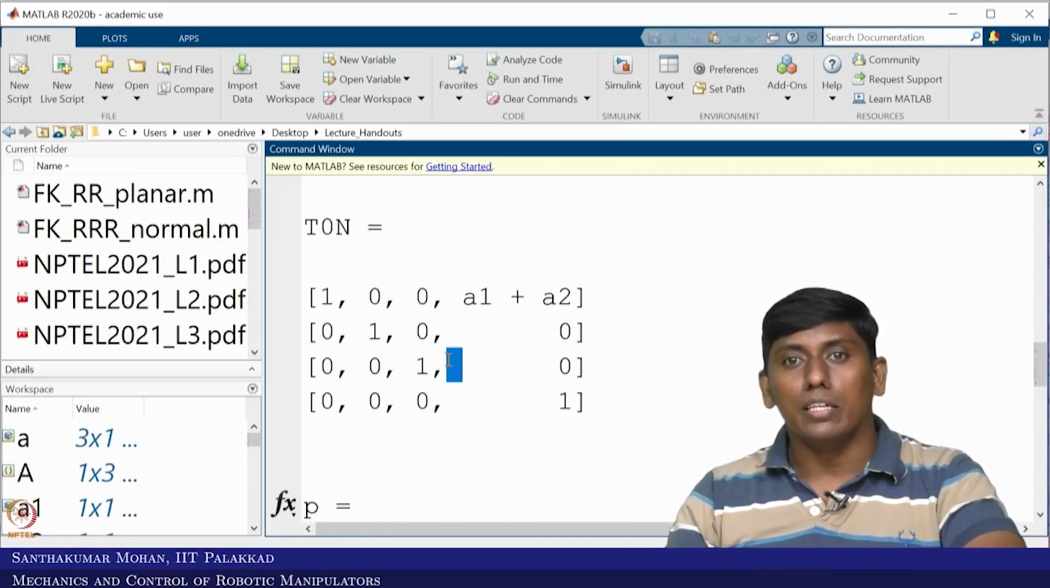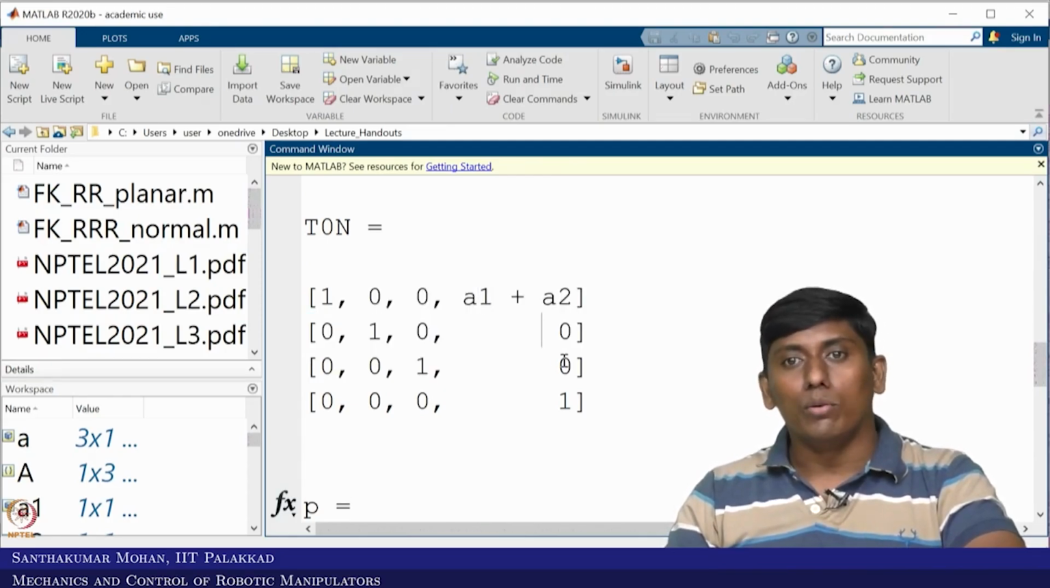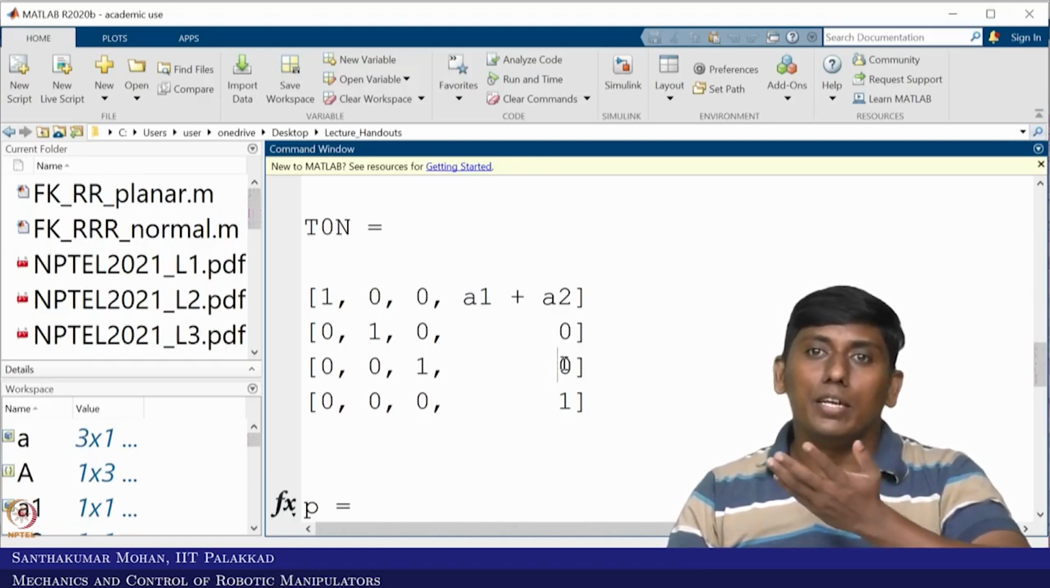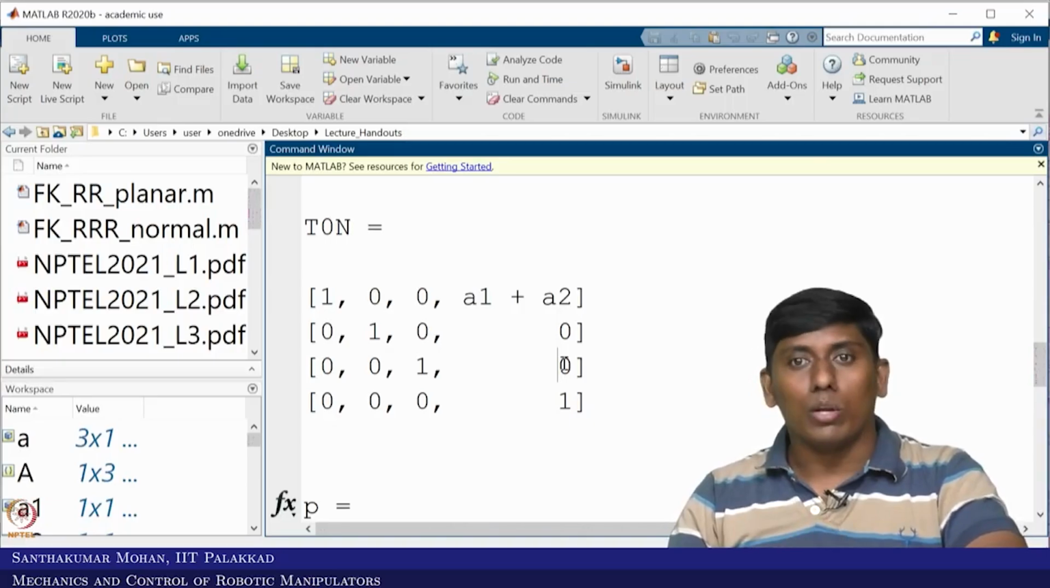So for example you can see it is getting the identity matrix and only x displacement is there, y is 0 and z is again 0. So now you can see that this is the way you can use Matlab as one of the aids, and we have obtained the result.